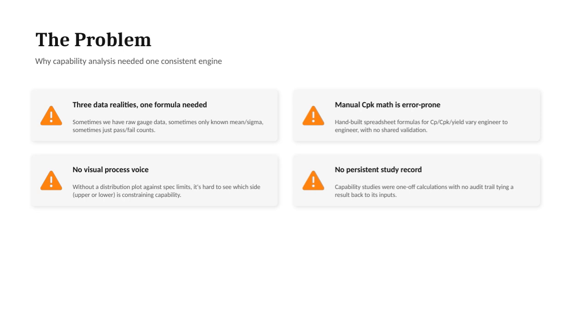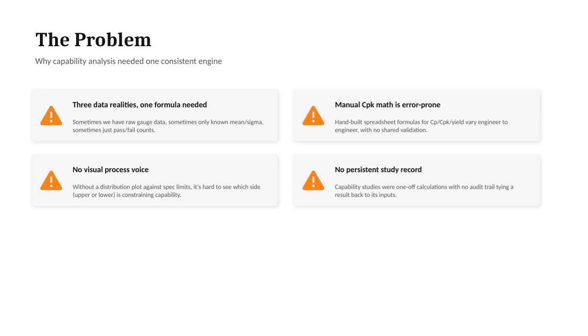This lack of consistency and shared validation introduces risks, especially since these CPK values influence critical release decisions. Another point is that manual CPK calculations are prone to errors. Plus, without a visual distribution plot against specification limits, it's difficult to understand which side of the specification, upper or lower, is actually limiting the process capability. Finally, capability studies were typically one-off calculations, with no lasting record tying the results back to their inputs. This means there was no audit trail for future reference or verification.